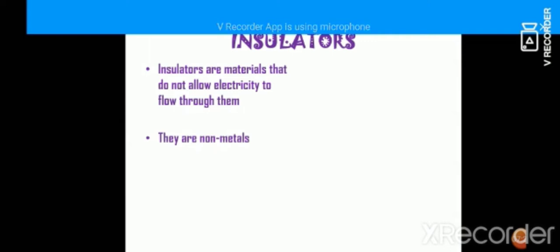They are mainly non-metals. So non-metals in nature are insulators. And what are the various examples of non-metals we have? We have rubber, paper, plastic, wood, nylon, silk, and so on. Any material that is not a metal is usually regarded as an insulator.